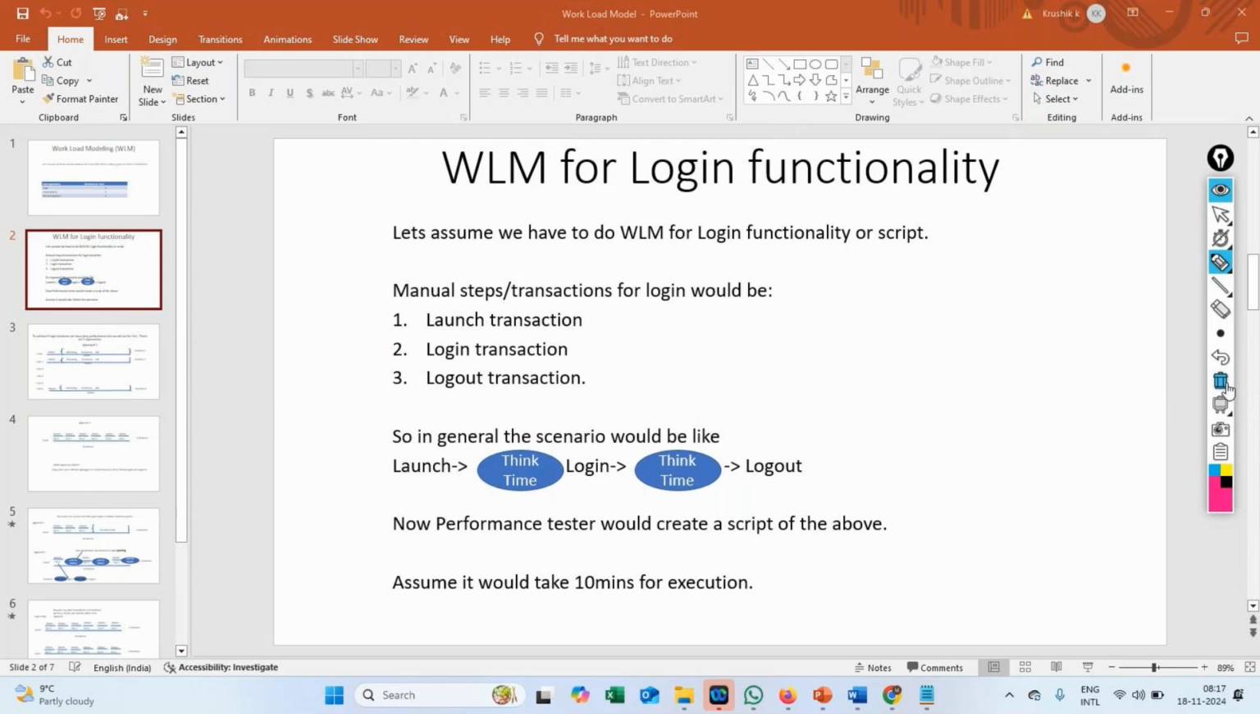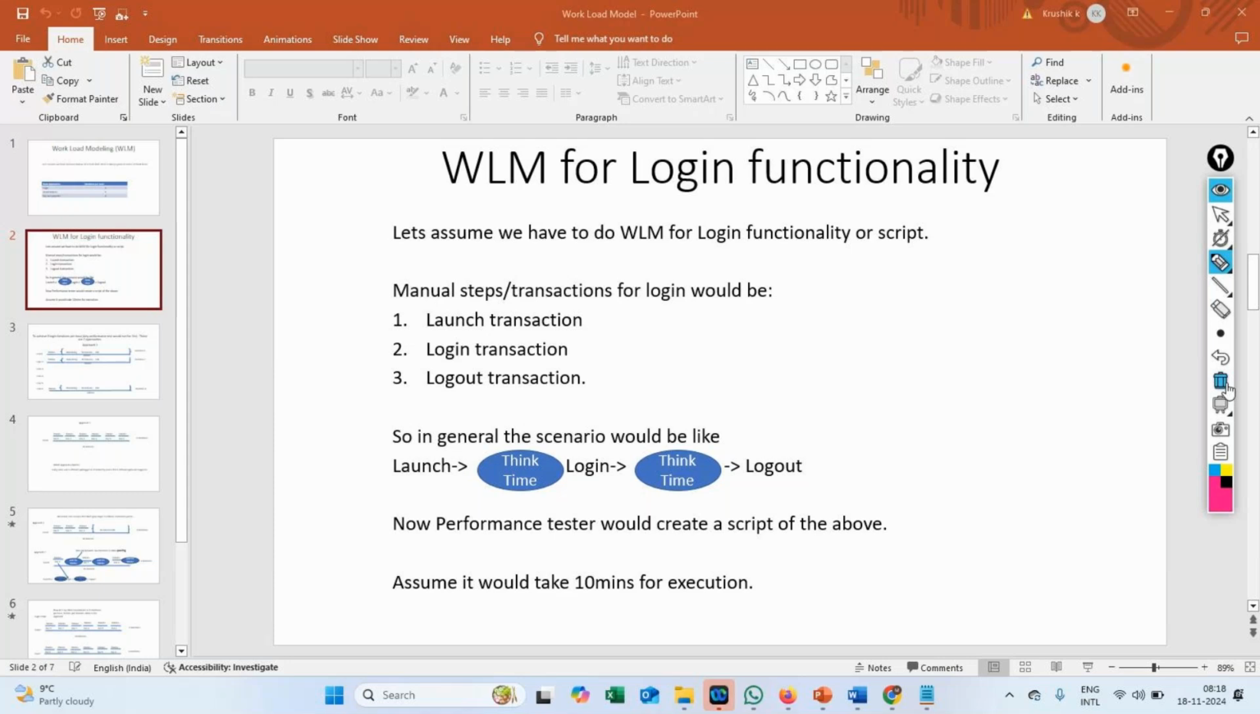Agree? Any real user, on any application, will think for a few seconds, a second, a couple of seconds, 3 seconds or 4 seconds before performing the next step. Say you want to log into an application. First you launch the application. Will you directly log in within a fraction of a second? No, right? First you will see where the user ID text box is or where the password text box is, so that you can enter the username and password. That means you are taking some time, like 2 seconds, 3 seconds or 4 seconds. That wait time is called think time here.